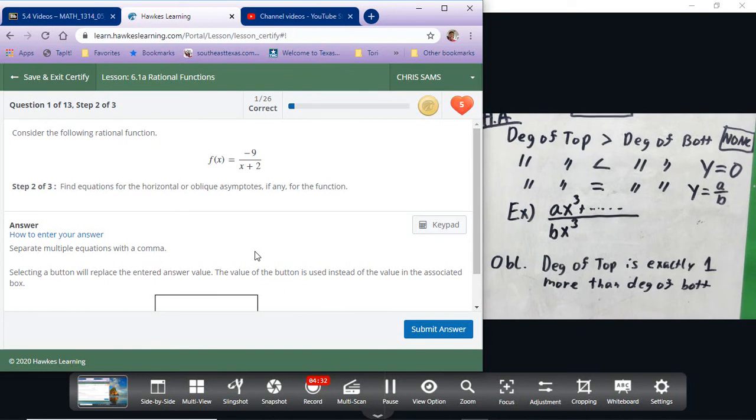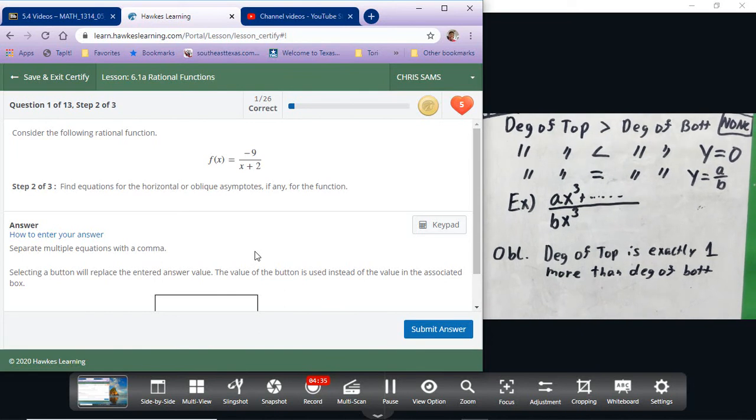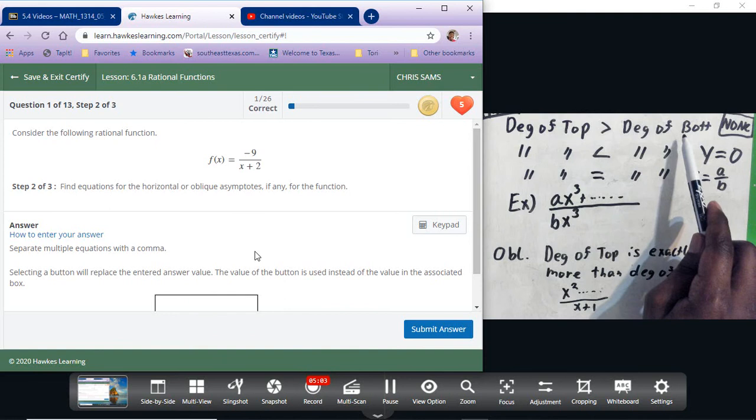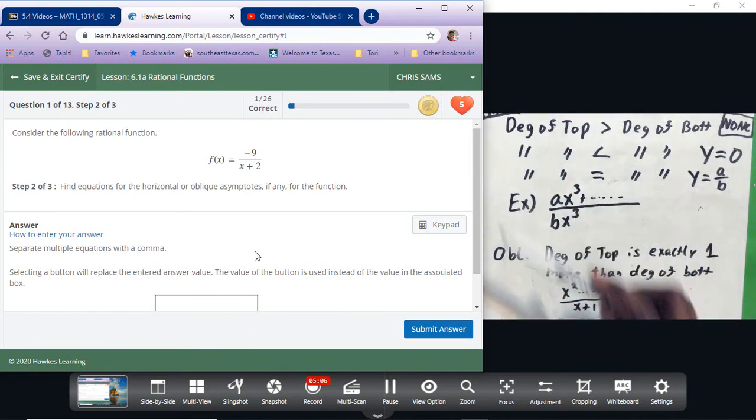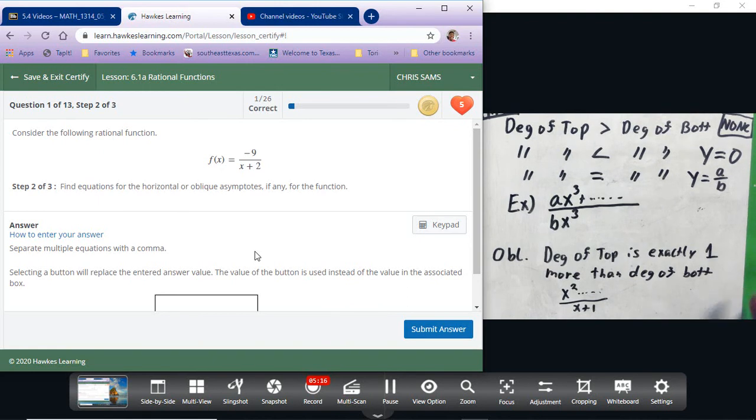Okay, so if the degree of the top is exactly 1 more than the degree of the bottom, so for example, if you have something x squared and on the bottom you just have like x plus 1 or something. So this degree is 2, this degree would be a 1, and this is exactly 1 more. You would have an oblique. And I'll show you how to work that one when we get one. And because of the fact that the degree of the top is bigger than the bottom, like this, you won't have the horizontal, but you do pick up this oblique only if it's exactly one more. Now if it was like 2 or 3 more, then you wouldn't have either. But these are the rules.